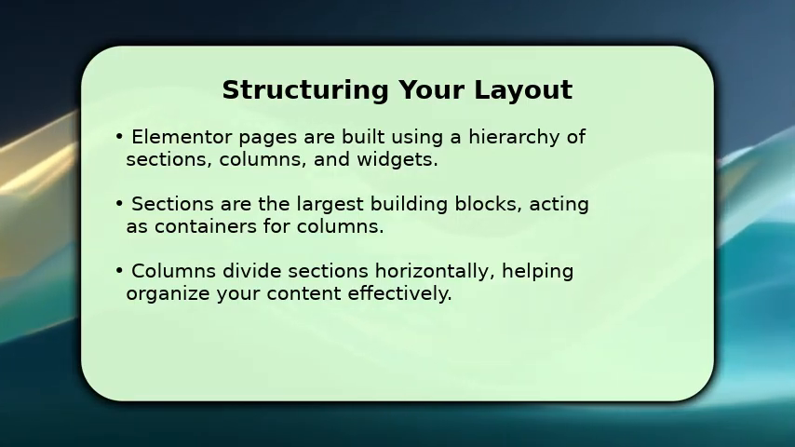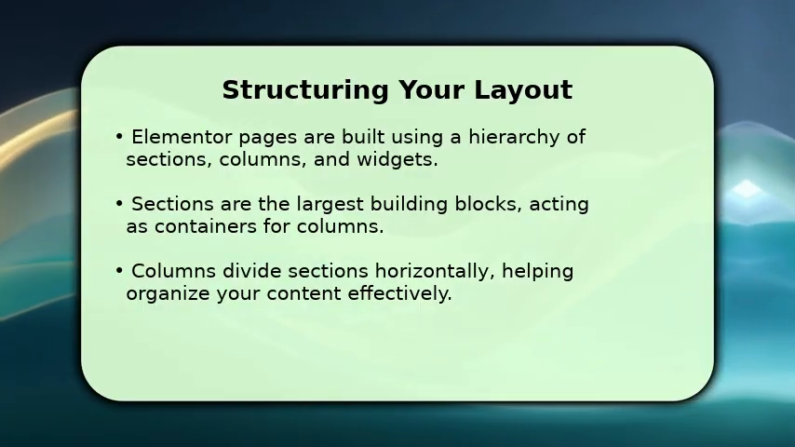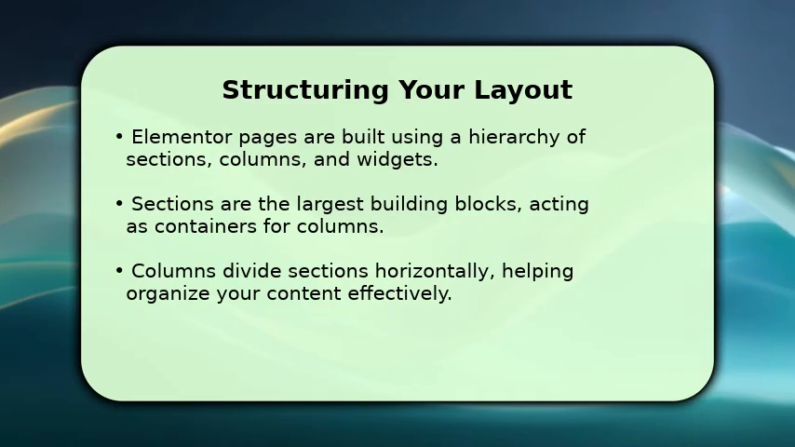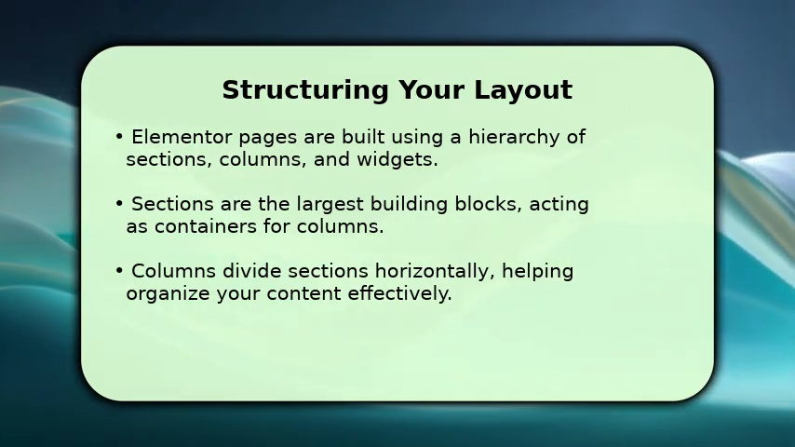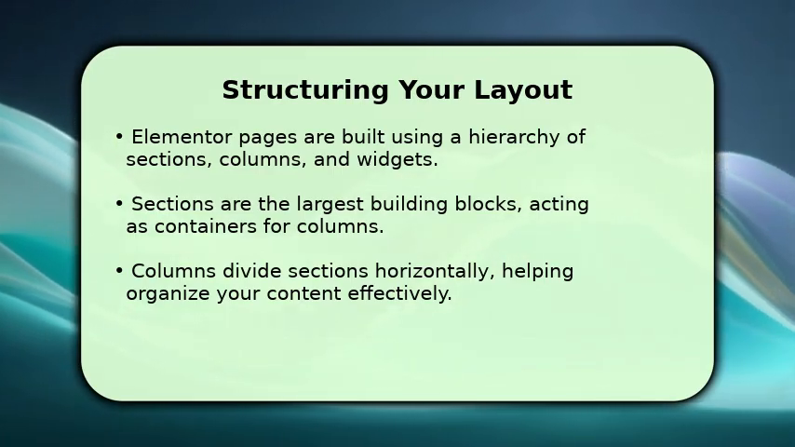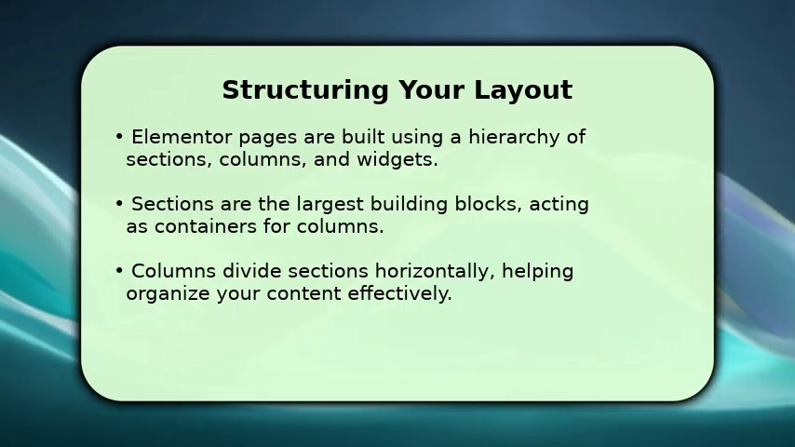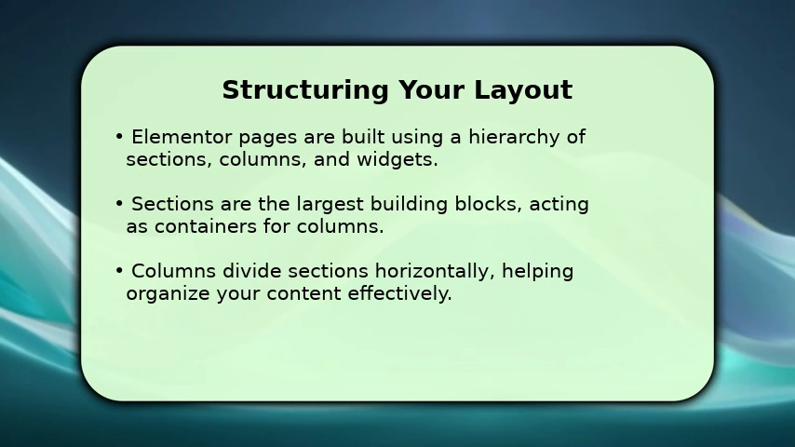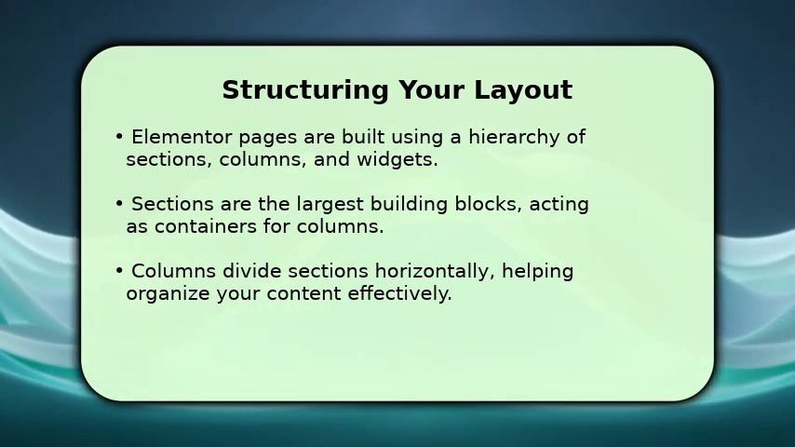Your pages are constructed using a clear hierarchy: sections, columns, and then widgets. Sections are the primary containers, spanning the full width of your page, and they hold your columns. Columns, in turn, divide sections horizontally, allowing you to arrange your content side by side. You can easily adjust the width of any column by simply dragging the resize handle located between them, giving you precise control over your layout.